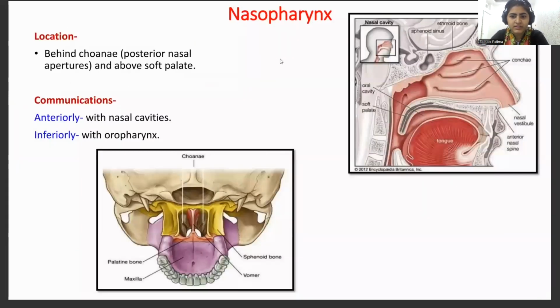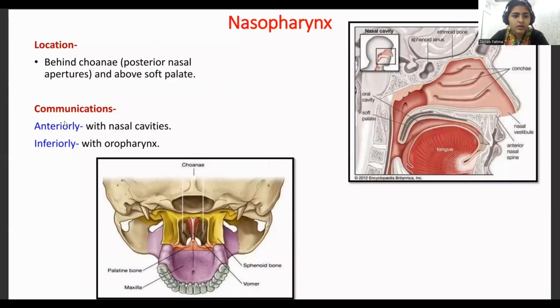Location of the nasopharynx. If we start from the nasopharynx, it lies behind the concave posterior nasal apertures and below the soft palate. This is a concave space. It communicates anteriorly with the nasal cavity and inferiorly with the oropharynx.